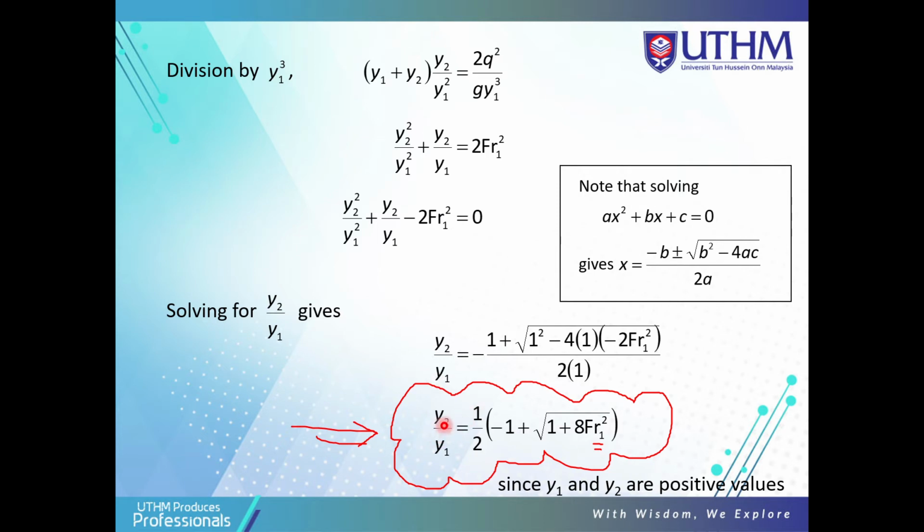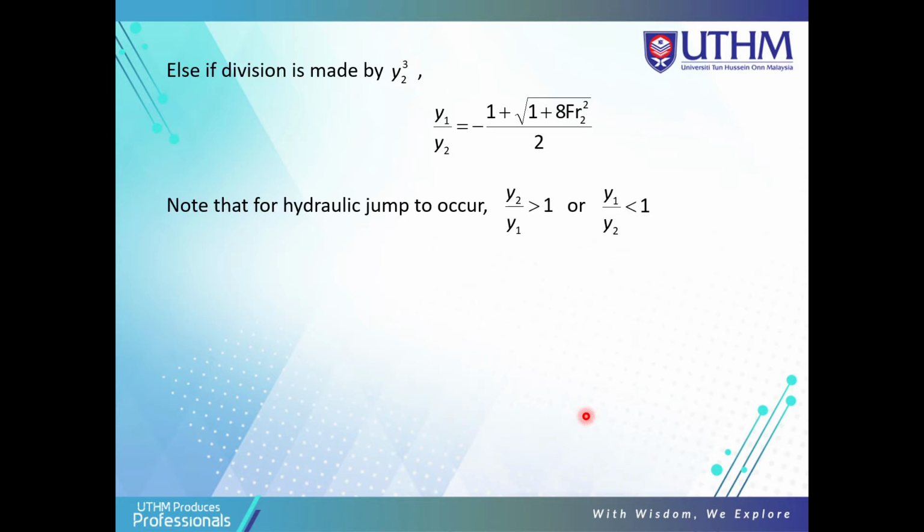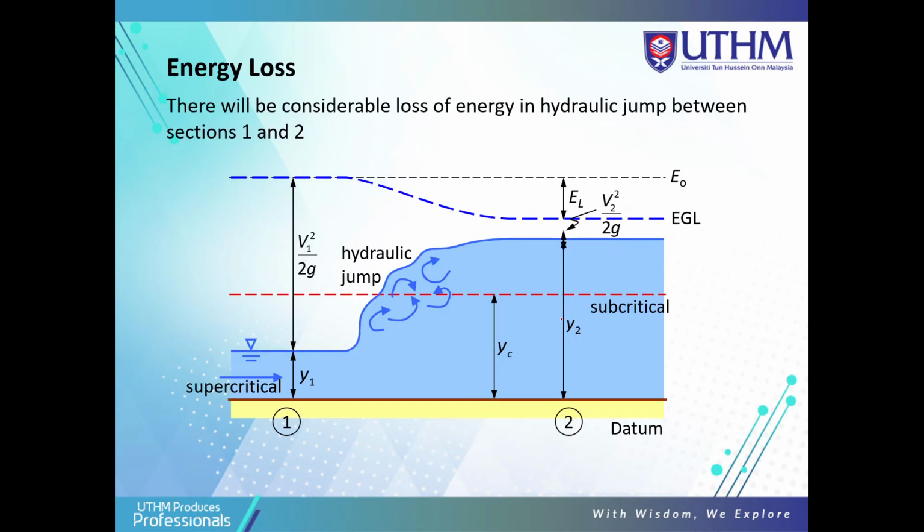So y2 over y1 here, the Froude number is 1 here. This is the equation for conjugate depth to find the hydraulic jump. Note that the hydraulic jump occurs when y2 over y1 is more than 1, and y1 over y2 is less than 1. So you must remember this basic. When the hydraulic jump occurs, y2 over y1 is more than 1, and y1 over y2 is less than 1. So we use that conjugate depth to find the y1 and y2.